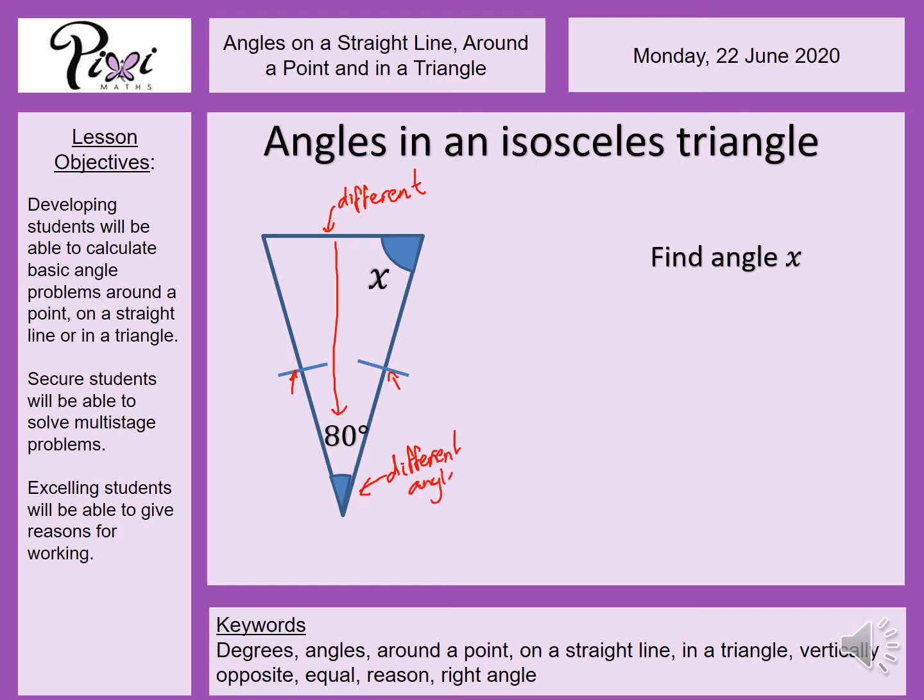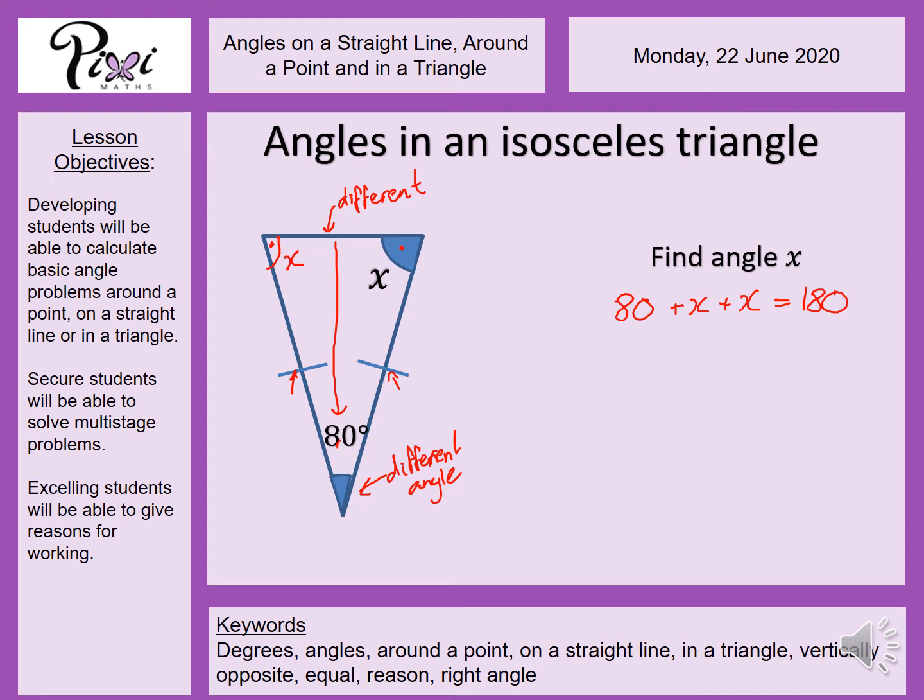So I've got my different side, I've got my different angle. Because I know this is the different one, I know that this is the same as this. So these are both x. Now I'm going to write out 80 plus x plus x. So there's all the angles in a triangle, and we know that they add up to 180.